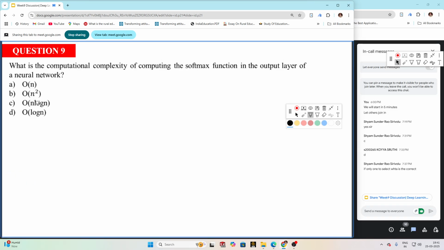Question number 9: what is the computational complexity of computing the softmax function in the output layer of the neural network? O(n squared), O(n log n), or O(log n)? Any guesses for this?